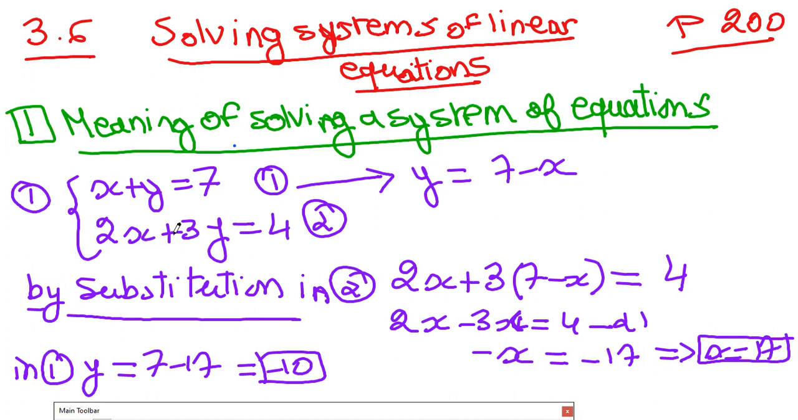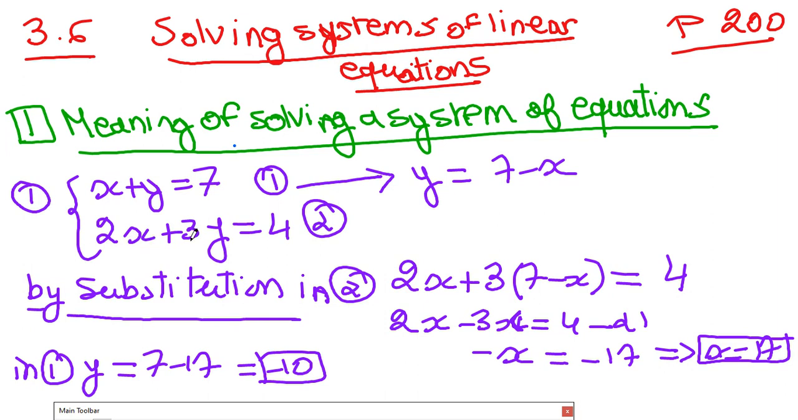Now here I'm solving this system by substitution. If I take the first equation, with substitution it's easy when the coefficient of x or y is 1. Since the coefficient of y, for example, is 1, I can find y in terms of x or vice versa. Here I got y in terms of x, and I replace it in the second equation.